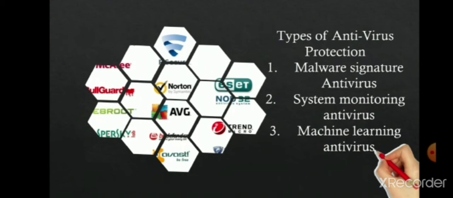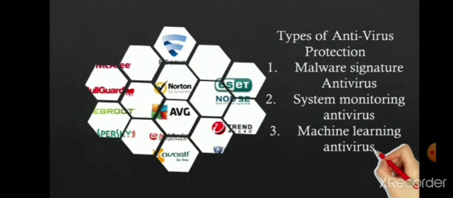However, malware signature antivirus cannot address new types of viruses. It can only address those viruses that are already present in its database. Second one, system monitoring antivirus. System monitoring antivirus monitors software and computer system.